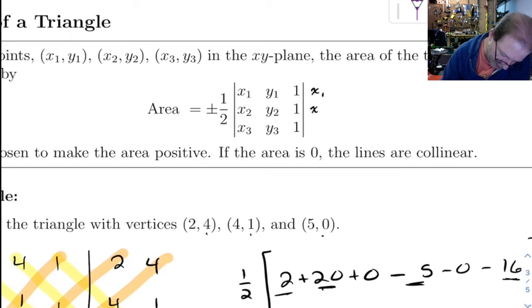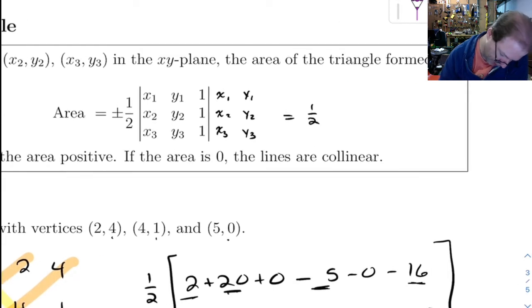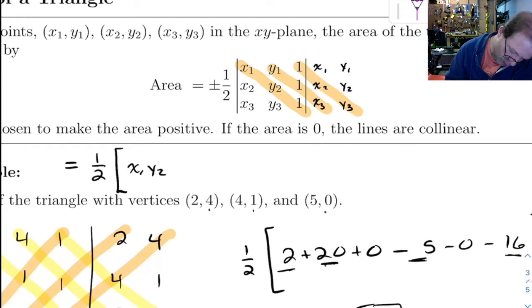If I copy these columns here, I've got a 1/2 on the front, and I probably don't have space for it here, so I'm going to write it down here. This determinant is going to be plus or minus 1/2 times, when we do our 3 diagonals, if you look at what we get: x1, y2 plus x3, y1 plus x2, y3.